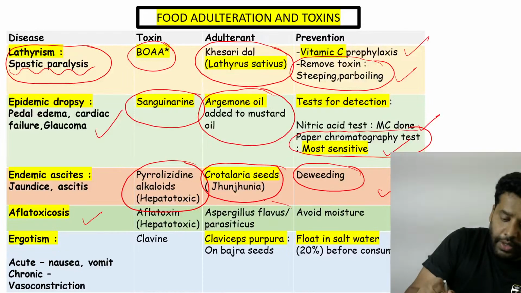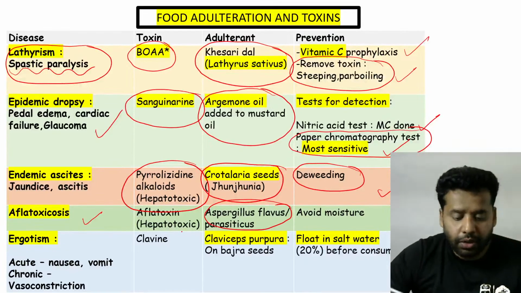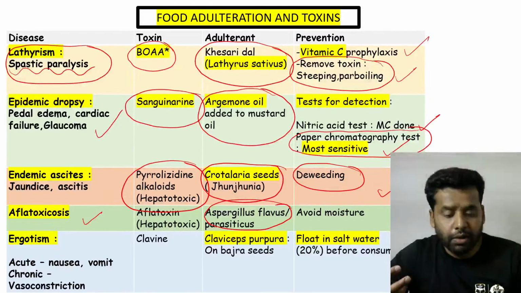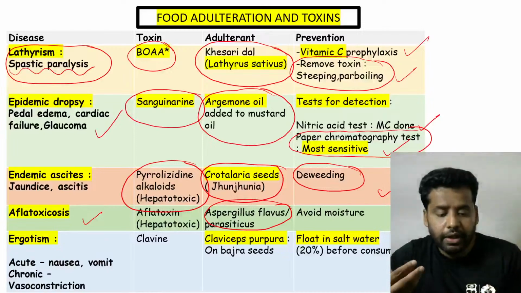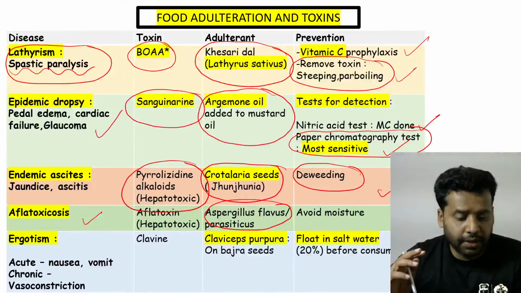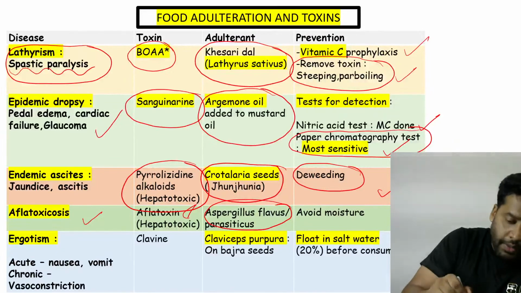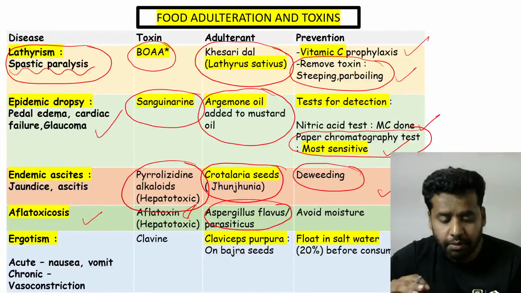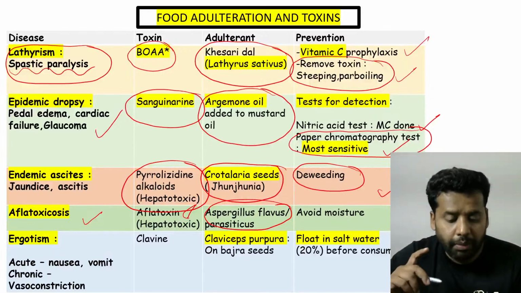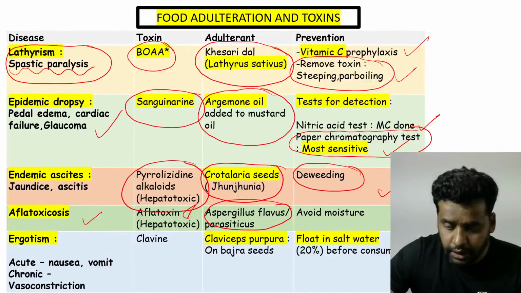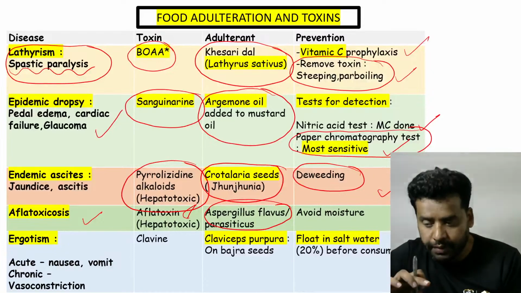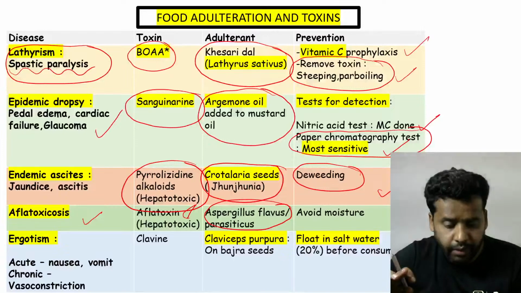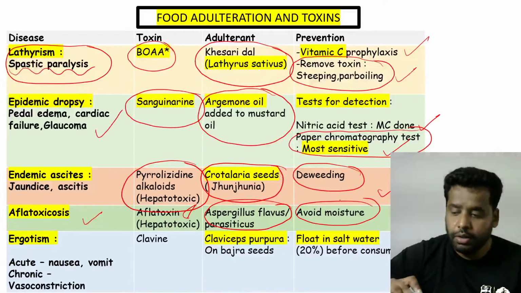Aflatoxicosis is because of aspergillus fungus which grows on moisture. Usually when you are storing groundnut or something, that black fungus which grows on it is aspergillus. It is hepatotoxic. When the same fungus is consumed by mistake, it can lead to hepatocellular carcinoma also. Sometimes it can lead to cancers. Better ask them to avoid moisture.